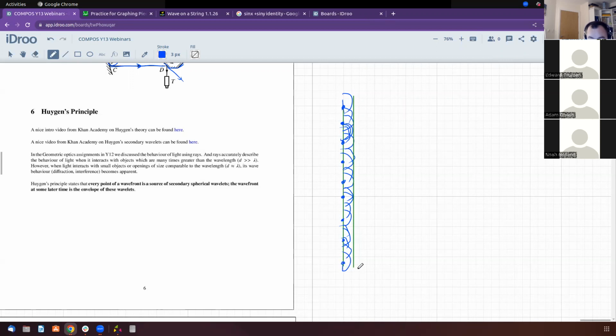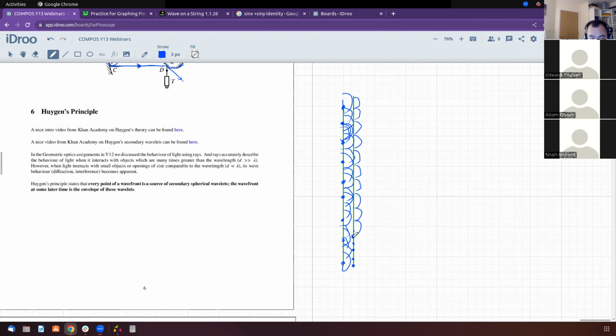And this is how the second wavefront appears. And now the second wavefront is also, every point is a source of secondary wavelets. And this is how a wave propagates through space. That's what Huygens thought.